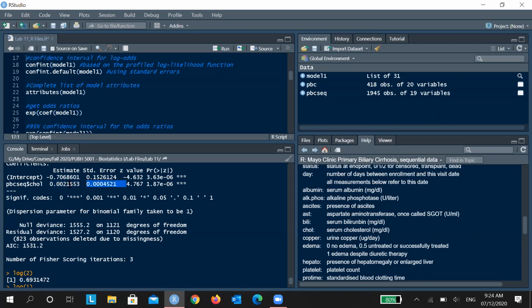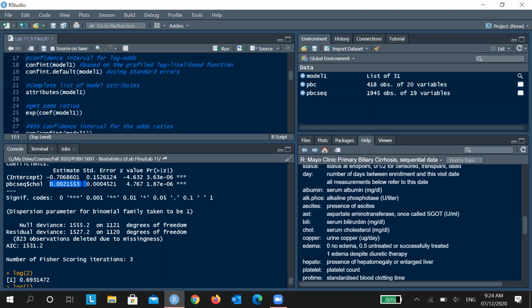And this is the standard error. And when you say that for every 1 milligram per deciliter unit increase in serum cholesterol, it increases the log odds of hepatomegaly by 0.21553.